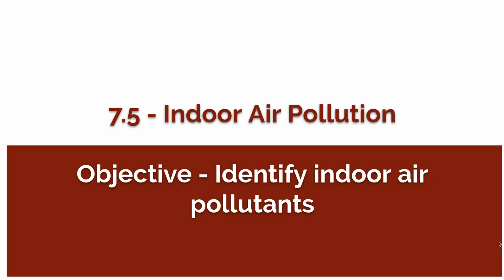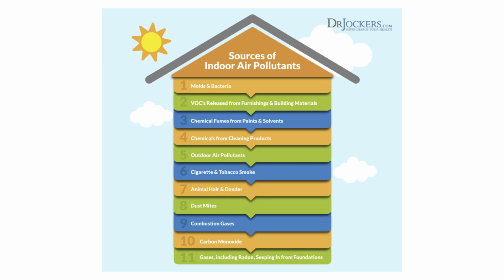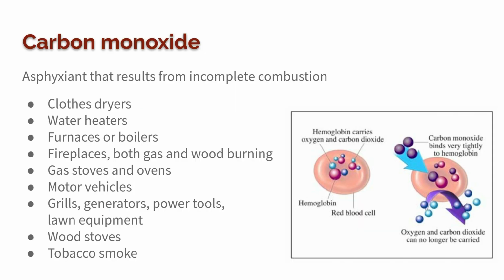In 7.5, we're going to concentrate on indoor air pollutants. There's a whole bunch of things in your home that could be emitting pollutants: in your bathrooms, in your bedrooms, in your attic, all sorts of things. This picture just shows some general sources, not to say that it applies in every single case, but that's just generally where we find the most likely source of that pollution. Here's some more.